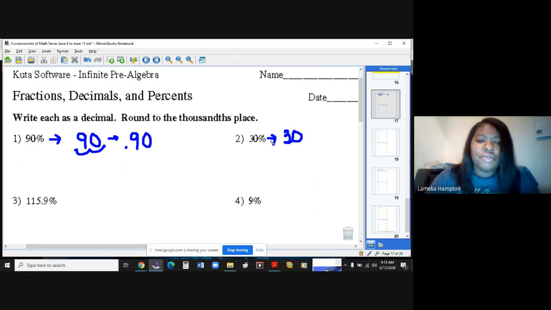All right, so we have 30%. And I am going to move my decimal again. My decimal is behind the ones place, and I'm going to move it 1, 2 places over to the left. So when I do this, my answer is going to be 0.30.